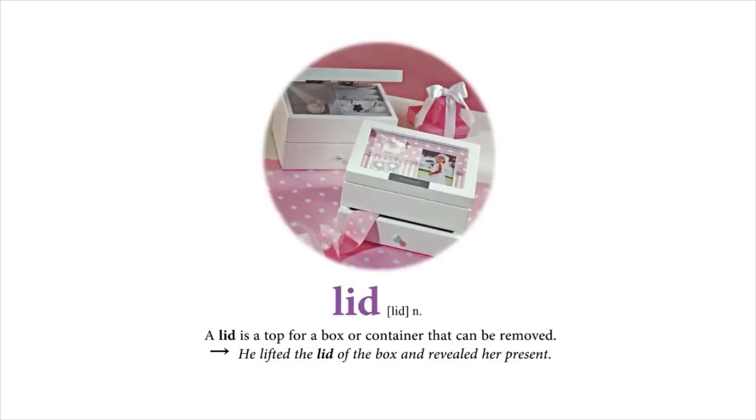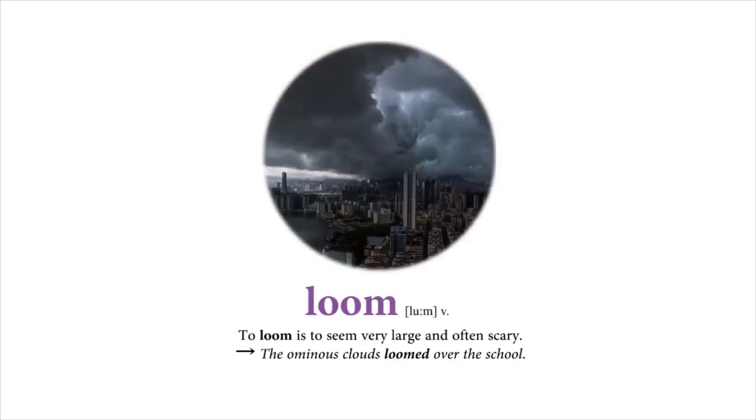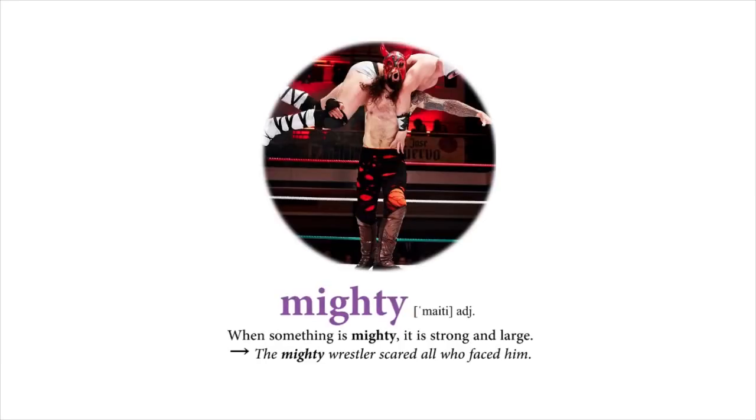Lid. A lid is a top for a box or container that can be removed. He lifted the lid of the box and revealed her present. Loom. To loom is to seem very large and often scary. The ominous clouds loomed over the school. Mighty. When something is mighty, it is strong and large. The mighty wrestler scared all who faced him.